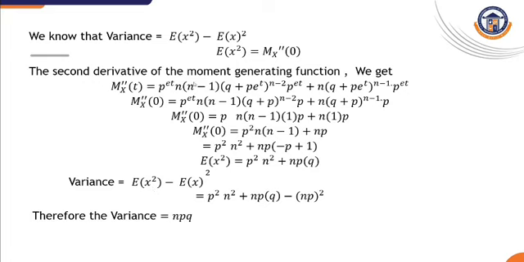We know the formula, E of x on whole square. We substitute here and cancel the p square n square value, so the remaining value is only npq. We identify the variance value npq. This is the moment generating function derivation of the mean value np and variance value npq.